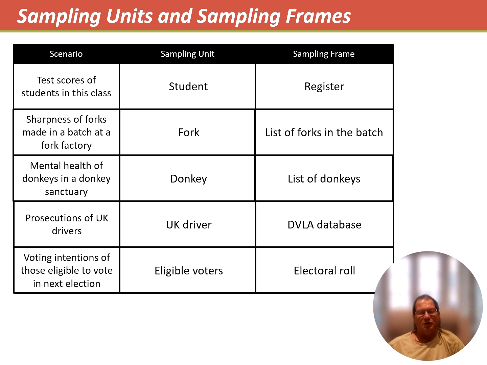And then voting intentions of those eligible to vote in the next election. So the sampling unit will be the eligible voters. And again, you can look smart by being aware that there is an electoral roll, which basically is a very long list of all the people who are able to vote. So now and again, you or your parents will get a letter just checking who in your house is eligible to vote or will be eligible to vote within the next 2 years. And then that gets sent off and they make sure their list, their electoral roll, is up to date.